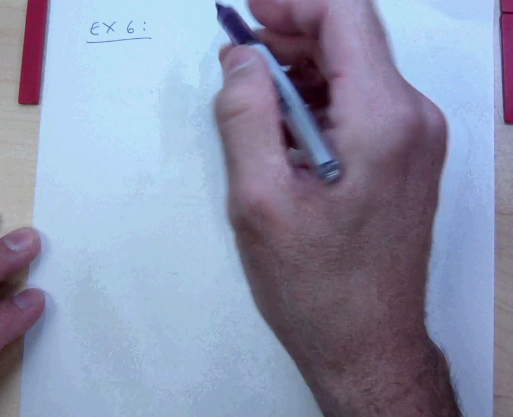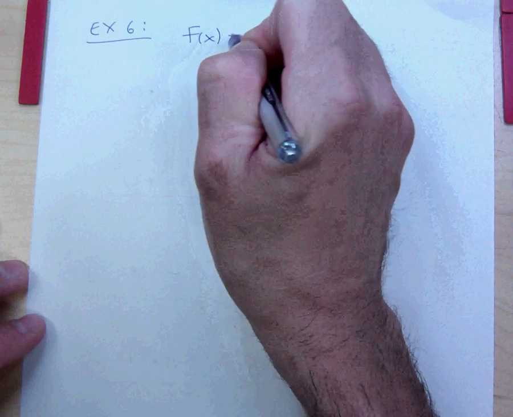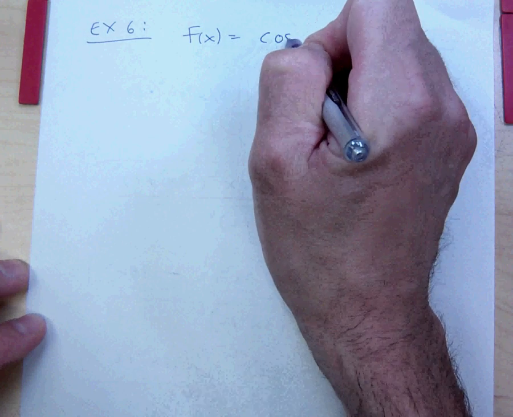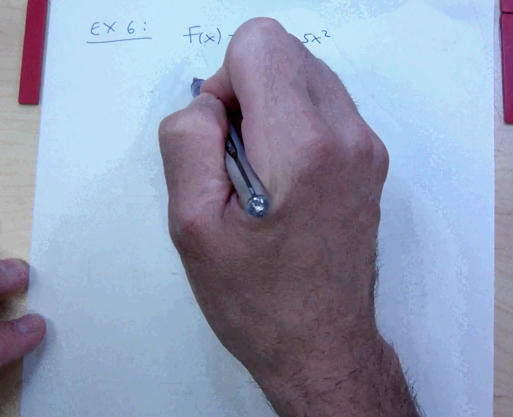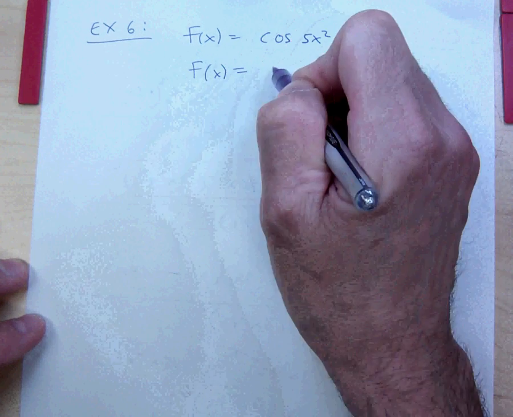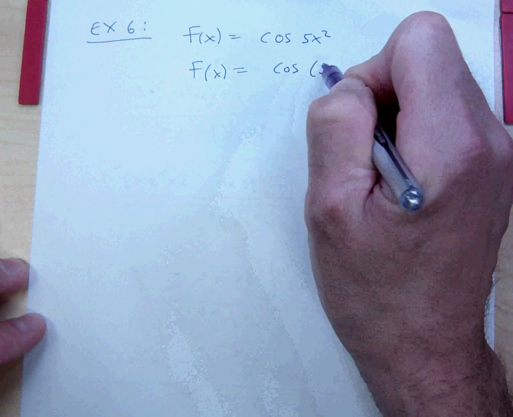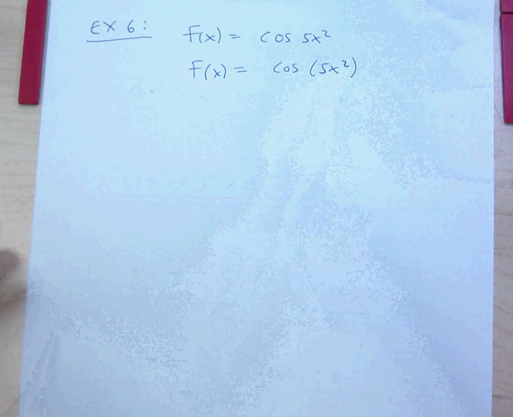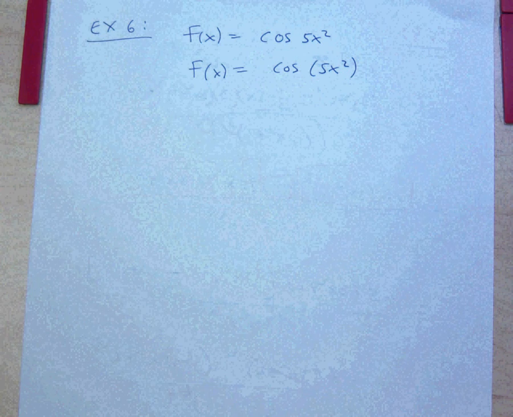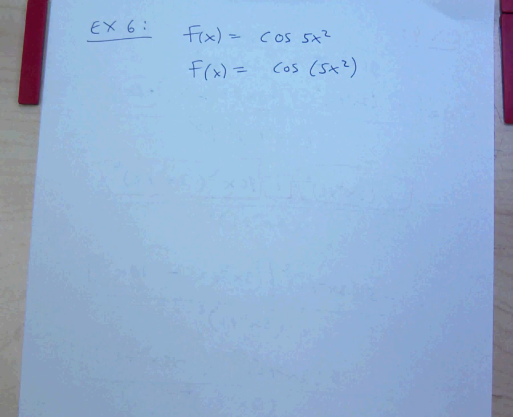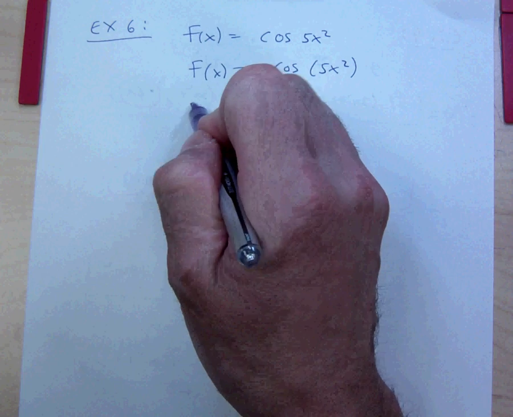Okay, so we've got f of x equals cosine of 5x squared. And again, if I were you, I would think of it and actually rewrite it like this, so there's no confusion on what's the inside and the outside. Okay, so this is the way you should rewrite it before you start taking the derivative.